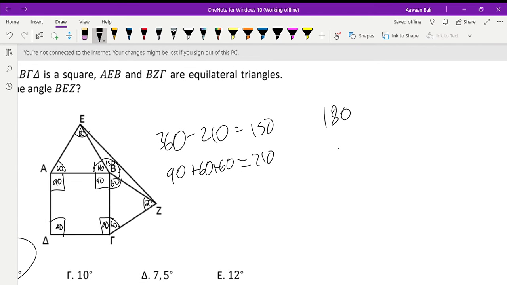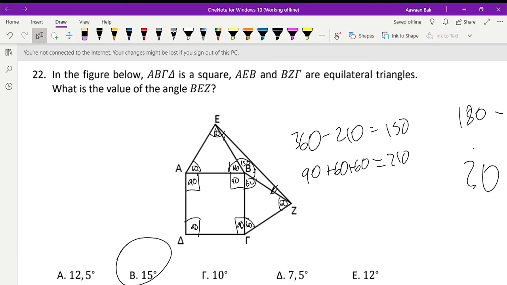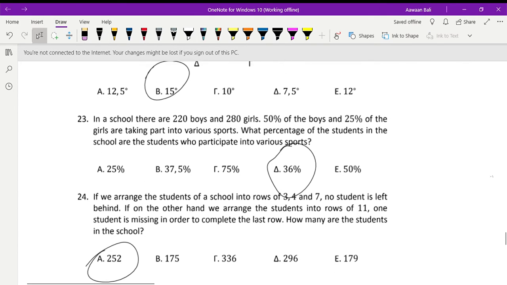So 180 minus 150 is 30. Now we have no idea what this type of triangle is, and if we don't know that and we are asked to work out an angle, we can just say it's isosceles. Which means that the 30 you could divide by 2 and you get 15. So this angle and this angle, they're both 15. But we're just focusing on this angle right here. So therefore the answer is beta, 15.